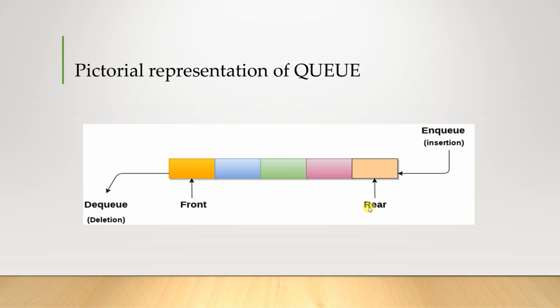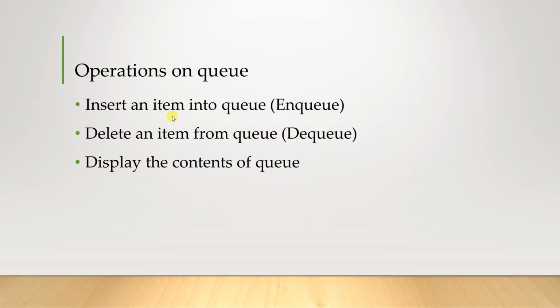Insertion is also named as the NQ operation, and deletion is also called the DQ operation. So through the rear end elements are inserted, and through the front end elements will be deleted. This is how we can represent a queue in our data structure. Now let's see what operations can be performed on a queue.